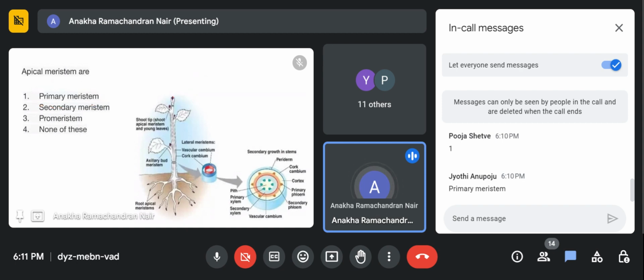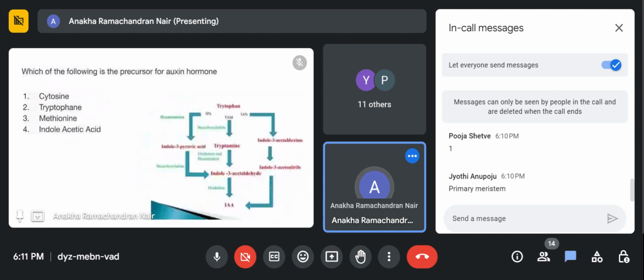In case there are no doubts, I will move on to the next question, which is: which of the following is the precursor for auxin hormone? There are four options given to you: cytosine, tryptophan, methionine, indoleacetic acid. Yes, the answer is in fact tryptophan. Indoleacetic acid is the auxin itself, so that is not the correct answer. Methionine and cytosine are also not the correct answer.